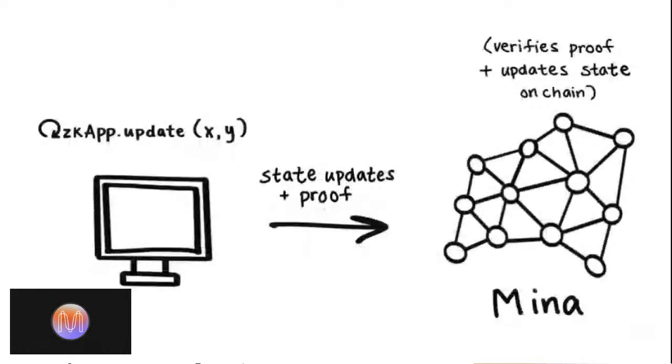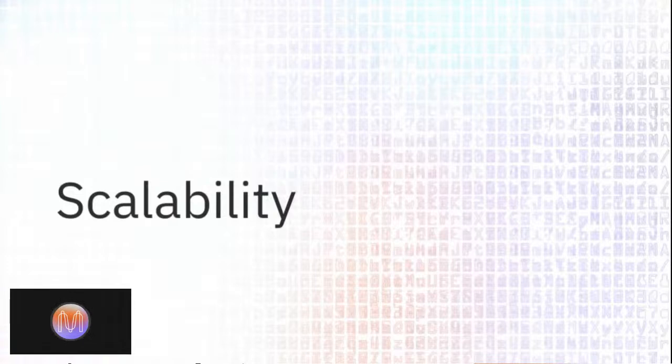You can see what this looks like. If we want to call an update method in a zk app, pass in X and Y, we run the method ourselves, and what we get out is a list of updates and a proof. So the Mina network just verifies the proof, and then if the proof is valid, it adds the associated state updates. This is really cool for privacy, but it's also really cool for scalability.